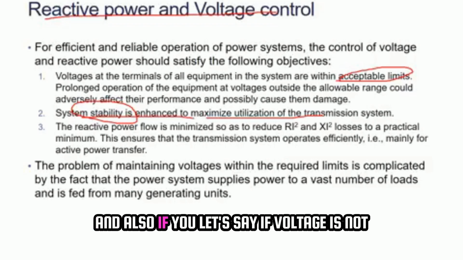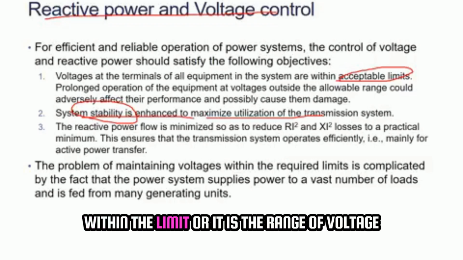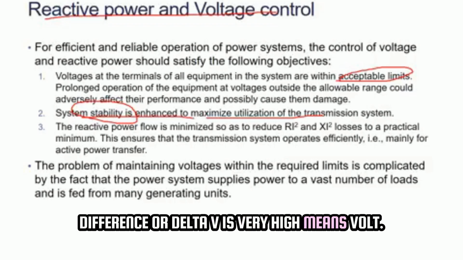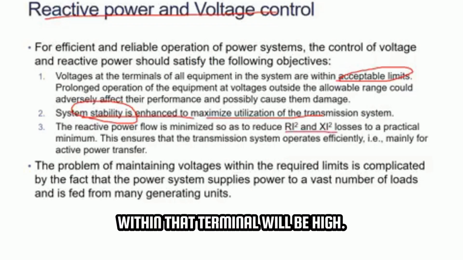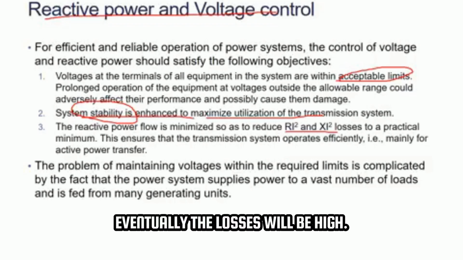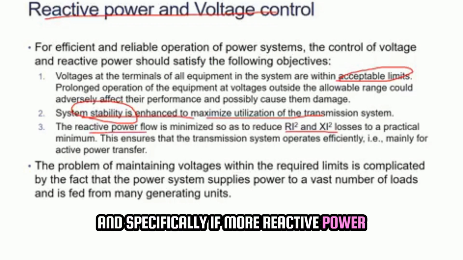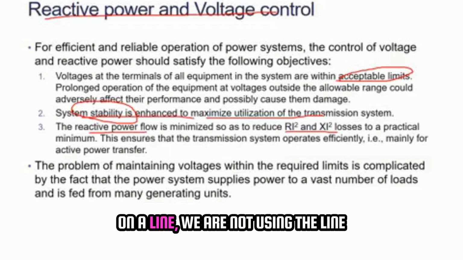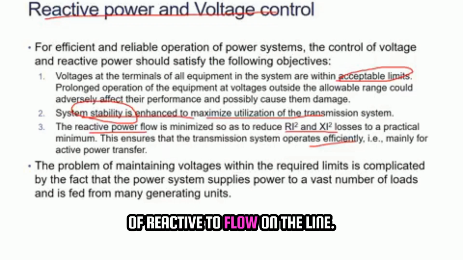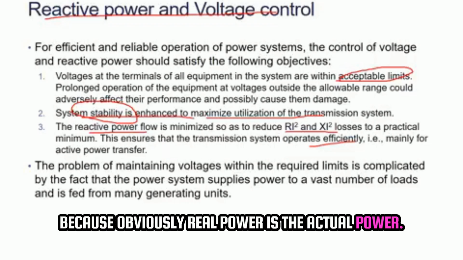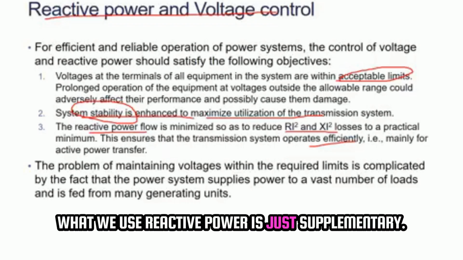And also, if voltage is not within the limit, or the range of voltage difference, delta V, is very high, where delta V means the voltage between two terminals, then the current flowing within that terminal will be high, and eventually the losses will be high. And specifically, if more reactive power flow is happening on a line, we are not using the line efficiently, because we want more real power to flow on a line instead of reactive power, because obviously real power is the actual power we use. Reactive power is just supplementary.